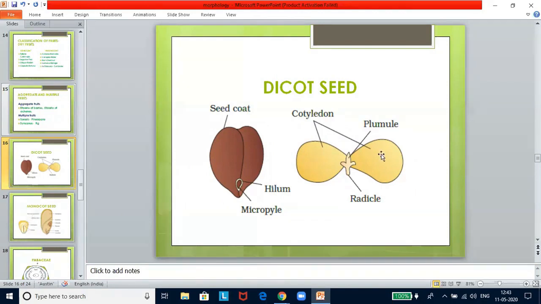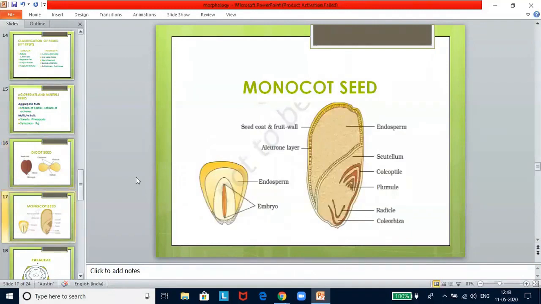Here you are finding a dicot seed, and in the embryonal axis, the lower part has the radicle. This will develop into the root system, and the plumule is the shoot which will develop into the shoot system. Now the monocot seed.